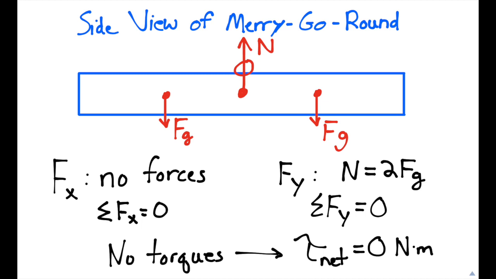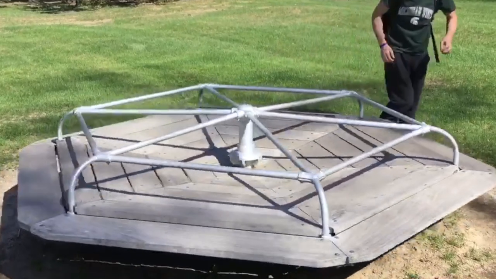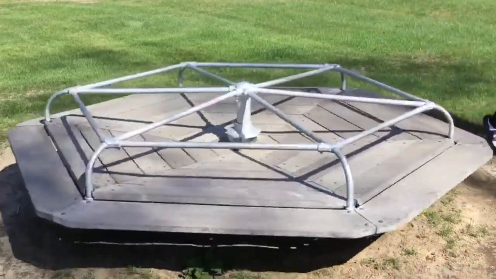Referring back to the definition of static equilibrium, this object has net forces in both directions equal to 0, and net torques equal to 0, so it maintains static equilibrium and therefore moves with a constant velocity.